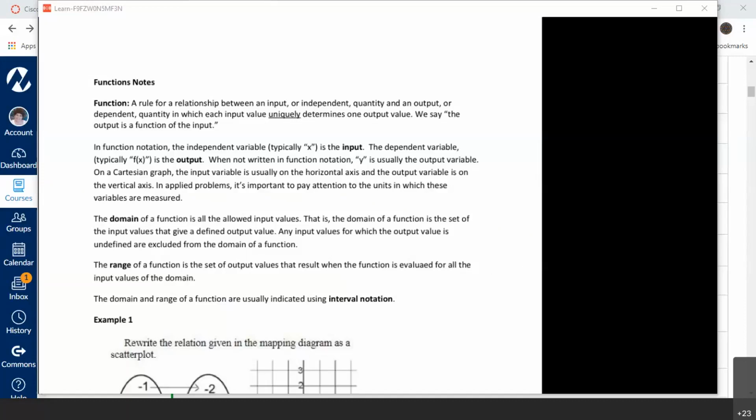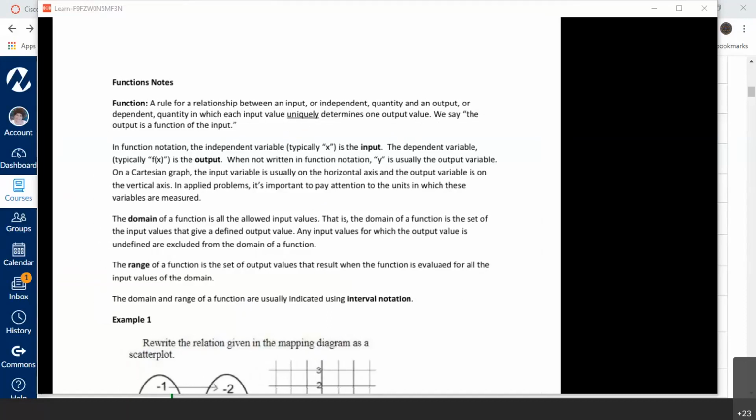The output is the dependent quantity, which is either called f of x, or it's called y, or it's called something else. Again, I like the terminology input and output. I find it's really helpful for students to focus on those ideas. One is the thing that goes in and the other is the thing that comes out.